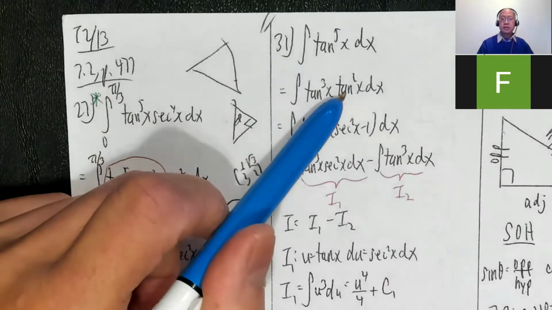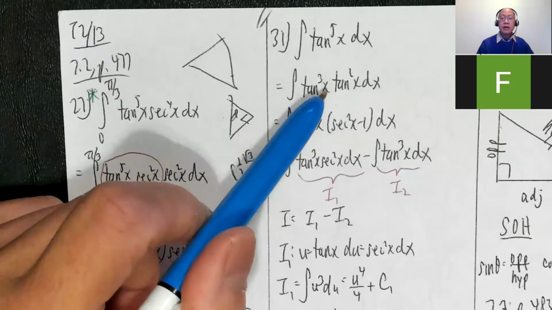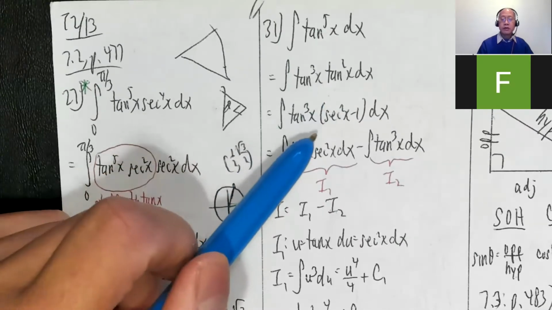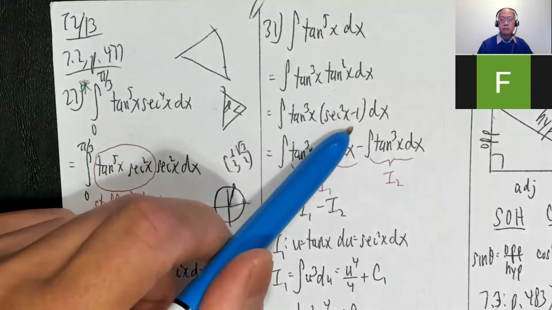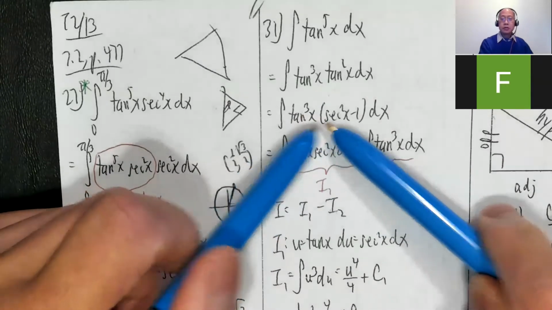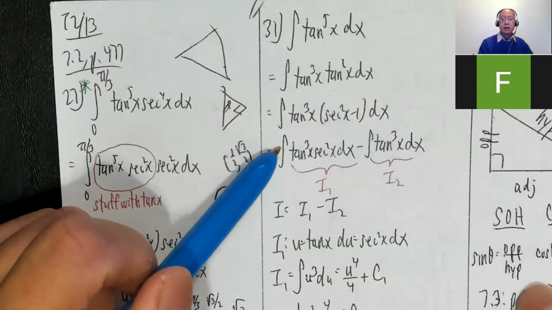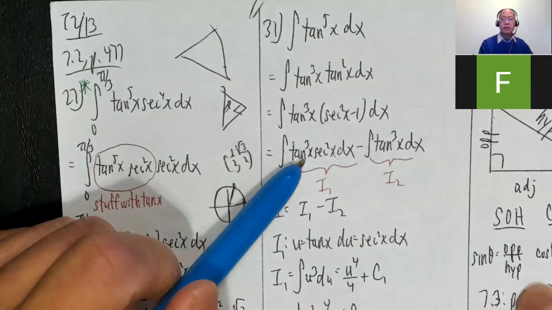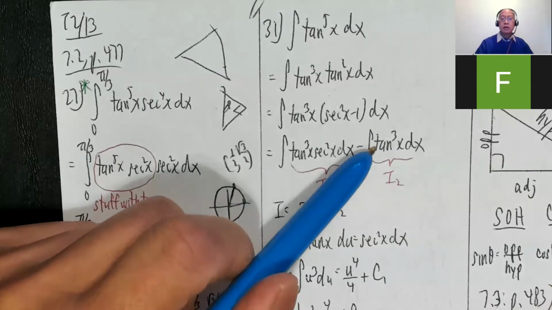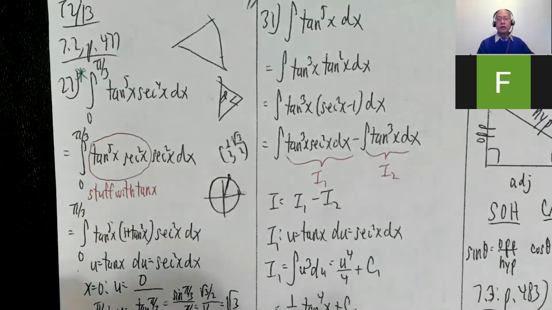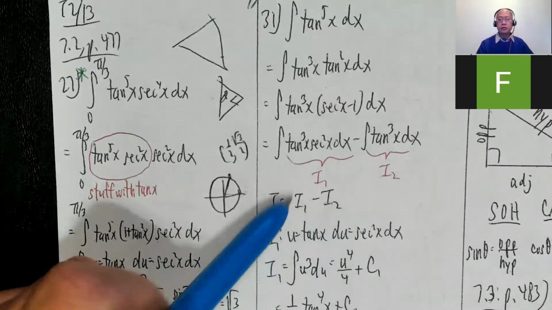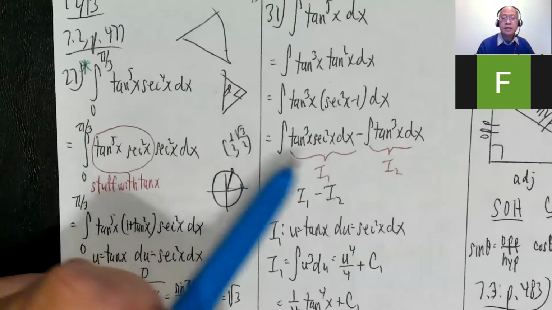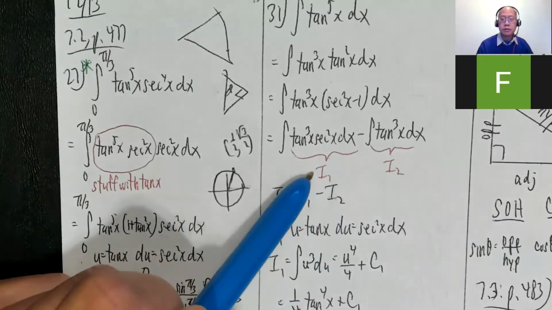Tangent cubed, tangent squared. Now tangent squared, we know, is secant squared minus 1. All right, then I distribute. So multiply this out. I break this up into tangent cubed secant squared, minus a tangent cubed. So I have to take a time out and figure out I1, and another time out to figure out I2. So the original I is now I1 minus I2.